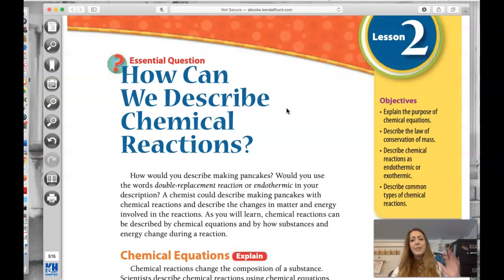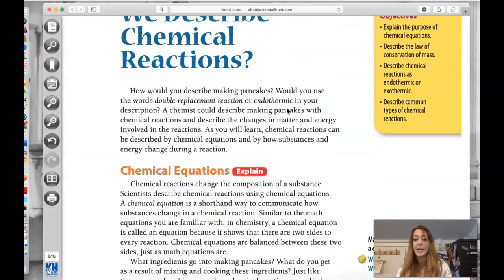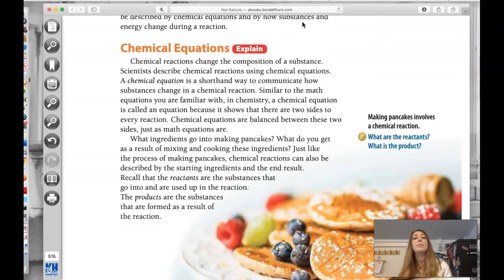Okay, so how would you describe making pancakes? Would you use the words a double replacement reaction or endothermic in your description? A chemist would describe making pancakes with chemical reactions and describe the changes in matter and energy involved in the reactions. As you'll learn, chemical reactions can be described by chemical equations and by how substances and energy change during a reaction. So, chemical reactions change the composition of a substance.